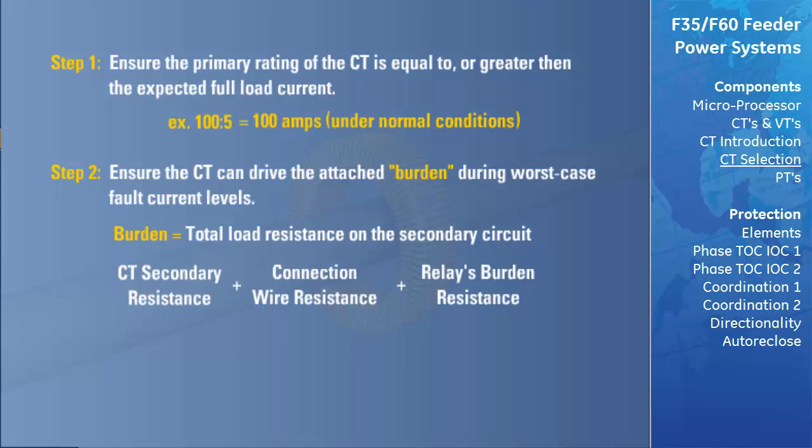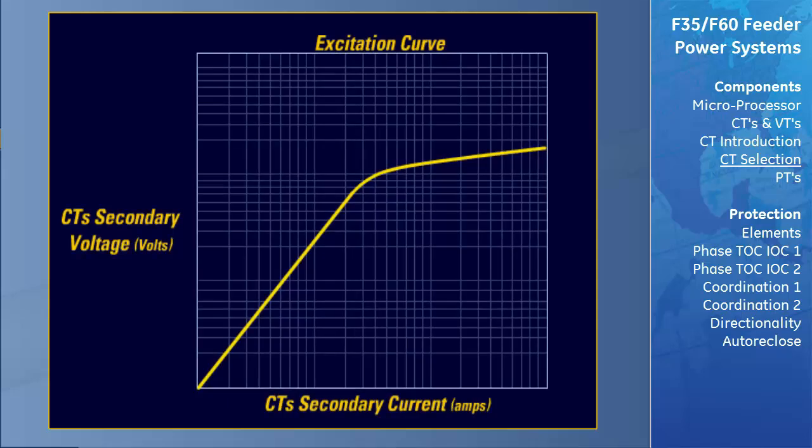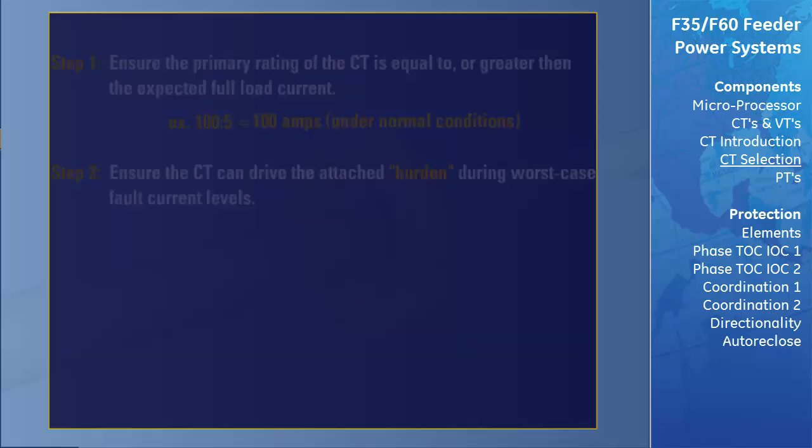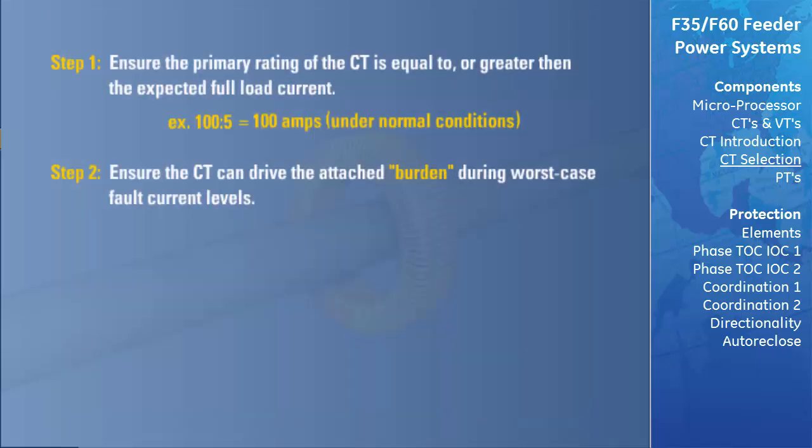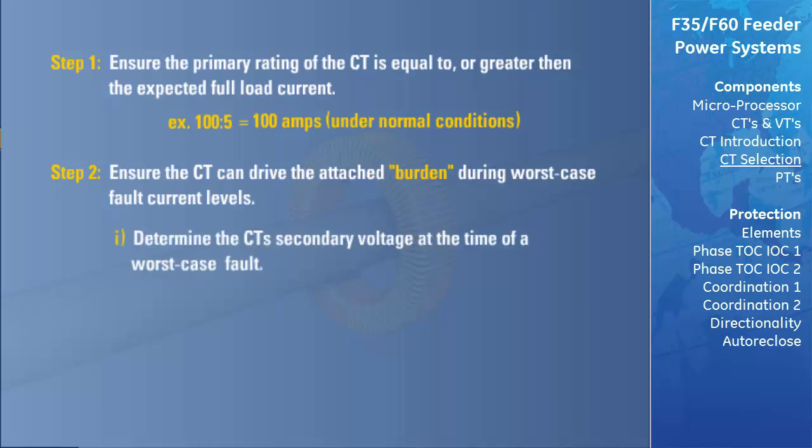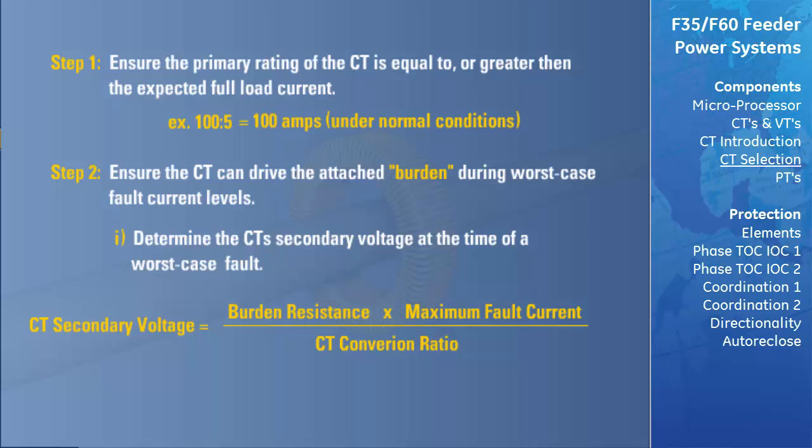As explained in the previous section, a CT becomes saturated when the secondary voltage reaches the knee point of the excitation curve. To determine whether the CT can drive the attached burden under worst-case fault conditions without saturating, we must determine what the CT's secondary voltage will be at the time of this fault. The CT secondary voltage at the time of fault is equal to the burden resistance times the maximum fault current divided by the CT conversion ratio.